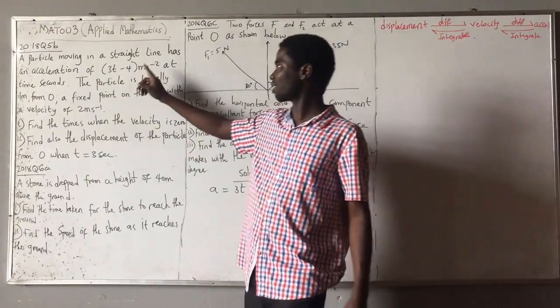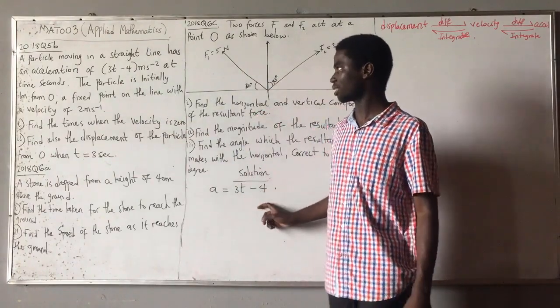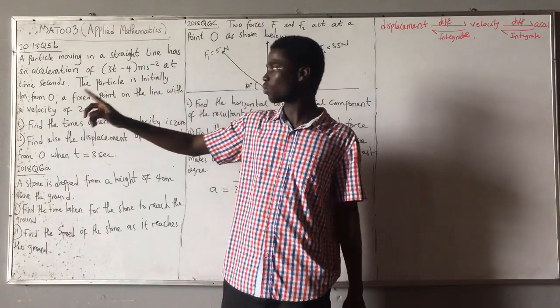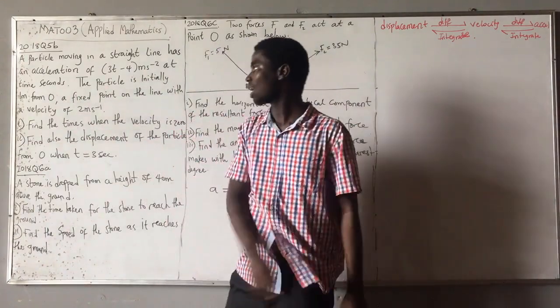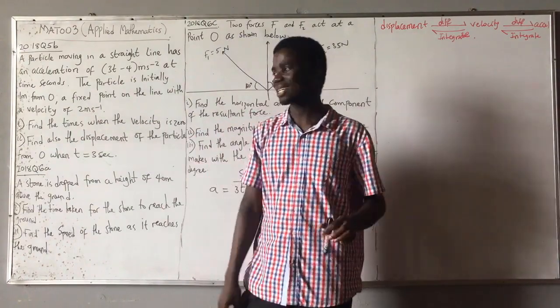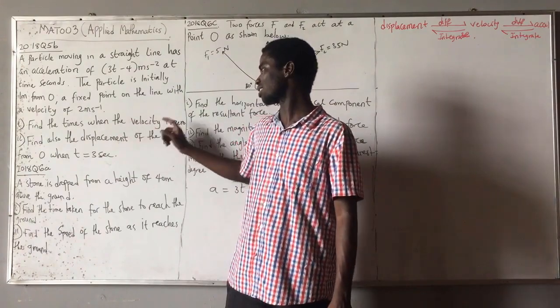A particle moving in a straight line has an acceleration of 3t minus 4 at any time t. The particle is 1 meter from O, a fixed point on the line, with a velocity of 2 meters per second. Now find the time when the velocity is 0.